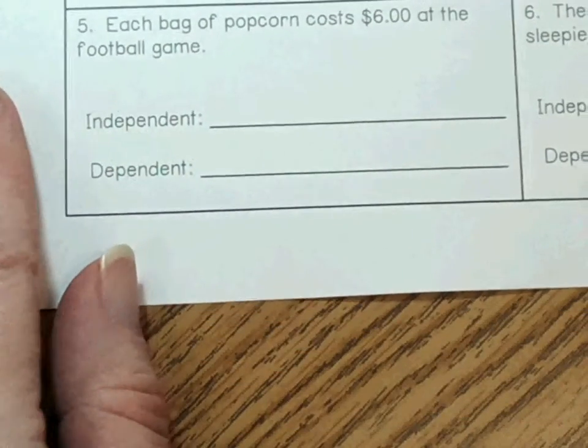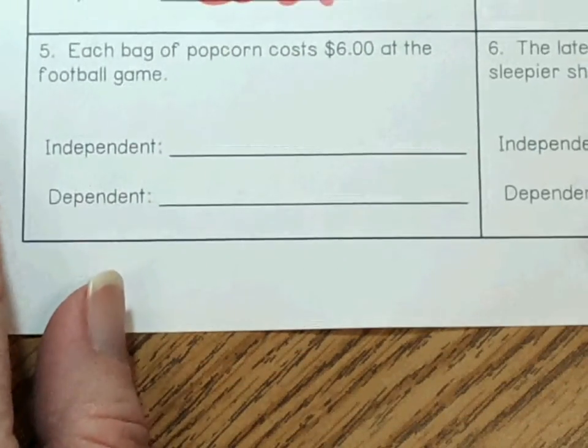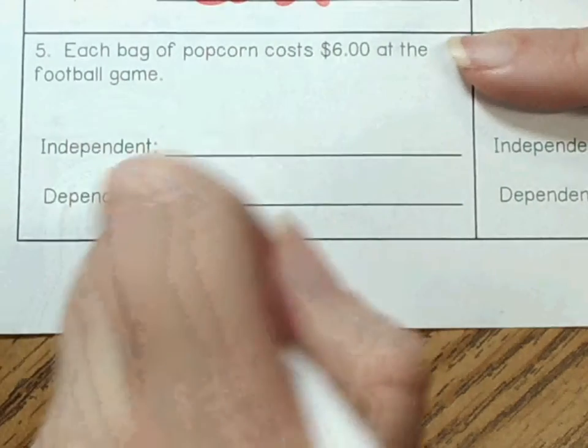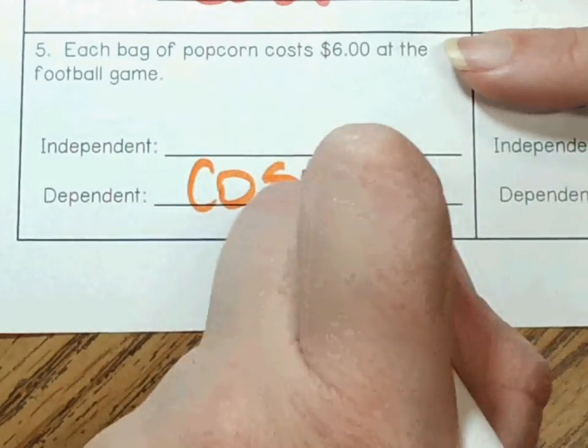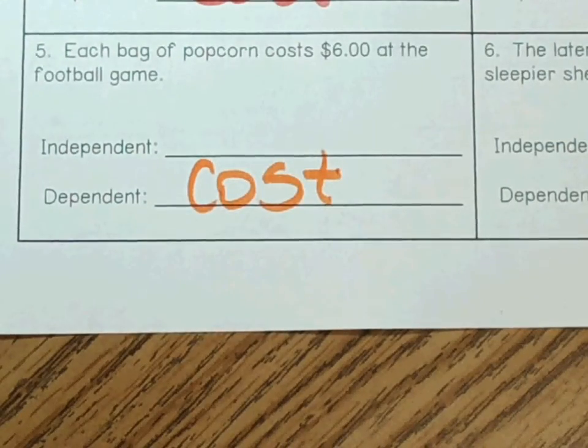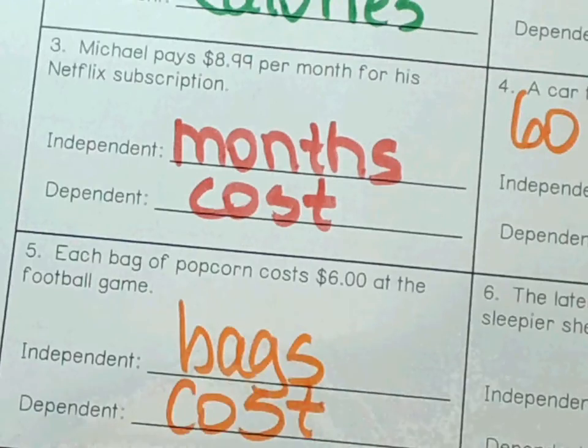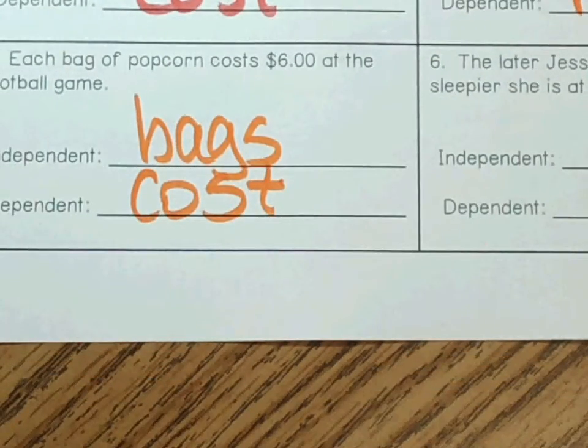Each bag of popcorn costs $6 at the football game. So what do you think on this one is the dependent? Paul? The total cost. That's right. Cost is always our dependent. So that leaves what for the independent, Paul? Do you know? Yeah, that's how many bags of popcorn. Perfect. Bags of popcorn. Okay, so the bags of popcorn is going to be the independent.